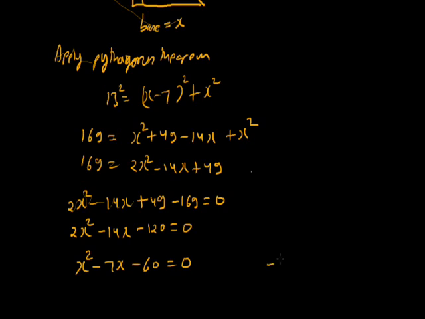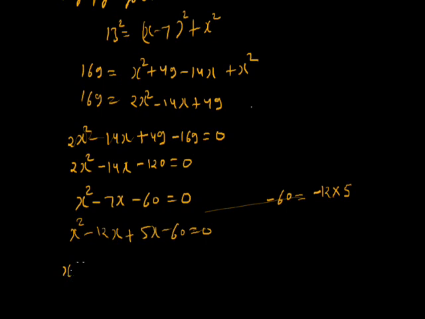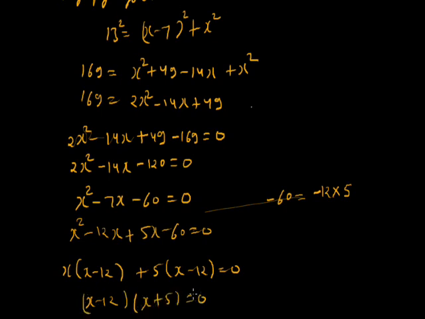So the factors of minus 60, so that I get minus 7, are minus 12 into 5. So minus 12 into 5, that is minus 60, and minus 12 plus 5 I am getting minus 7. So x square minus 12x plus 5x minus 60 equals 0. So I am taking x common. What is left? x minus 12 is left. I am taking 5 common. What is left? x minus 12 is left, equals 0. So I am taking x minus 12 common, and in bracket x plus 5 equals 0.